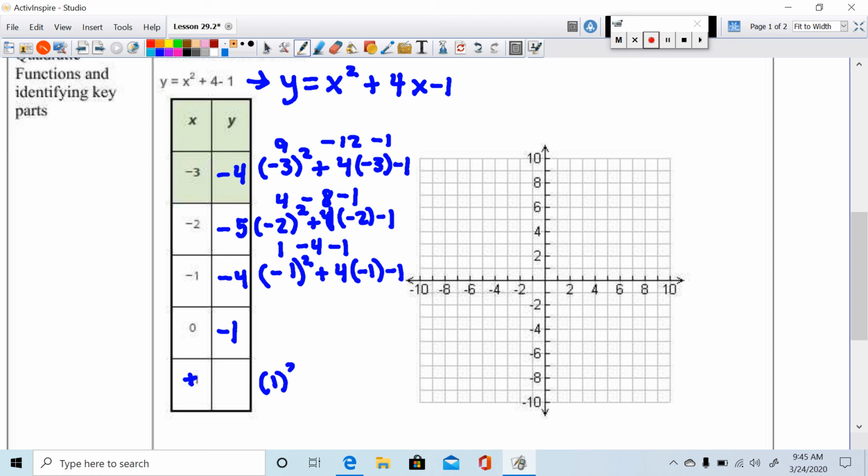So 1 squared plus 4 times 1 minus 1. 1 plus 4 minus 1. 5 take away 1 is 4. Okay, I'm going to graph this. Negative 3, negative 4. Negative 2, negative 5. Negative 1, negative 4. 0, negative 1. And 1, 4.